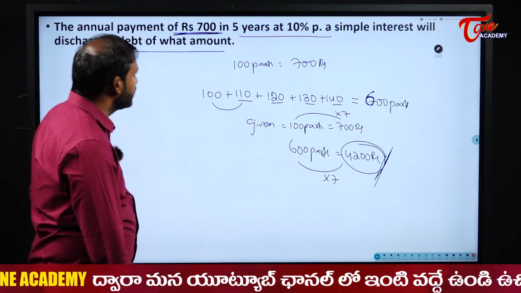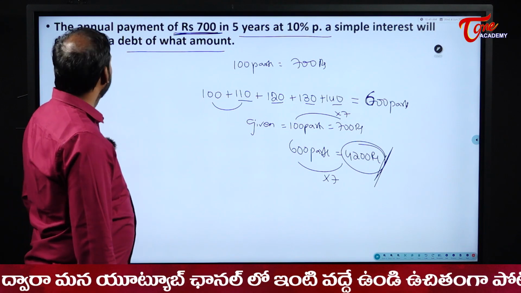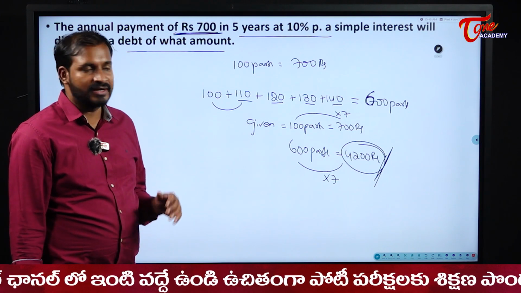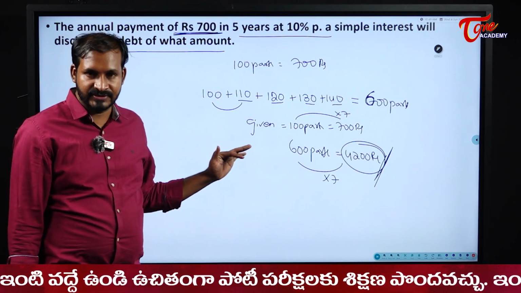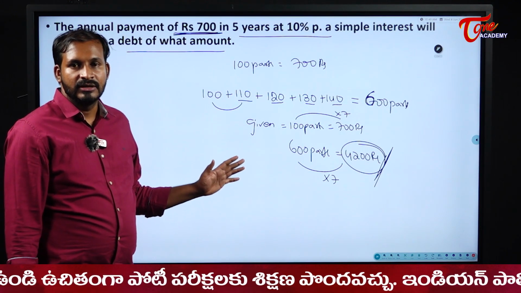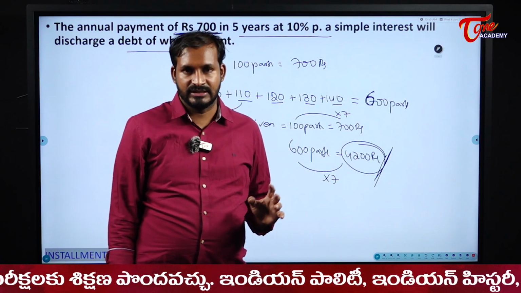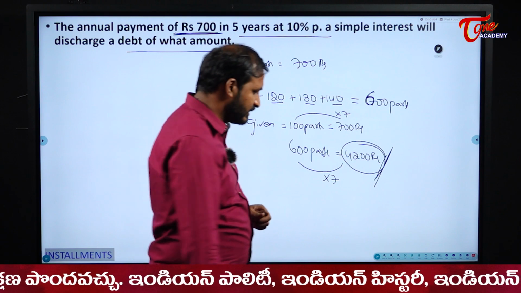Few students will think that, okay, every year 700, for 5 years, 700 into 5, 3500. And they will write the answer as 3500. That is a completely wrong perception. When you are paying your installment, the first installment means you are paying before some previous years. Okay, please remember that one carefully.